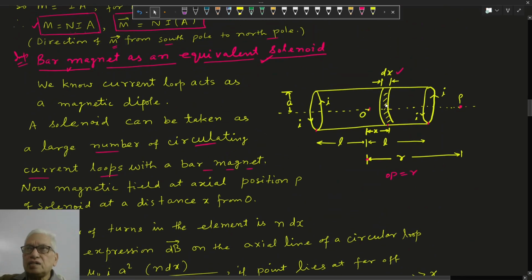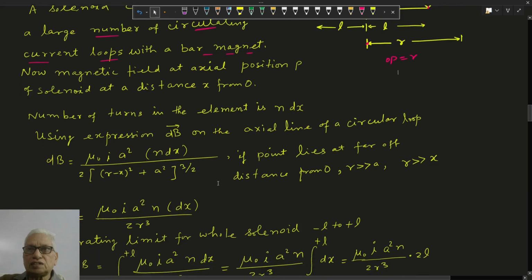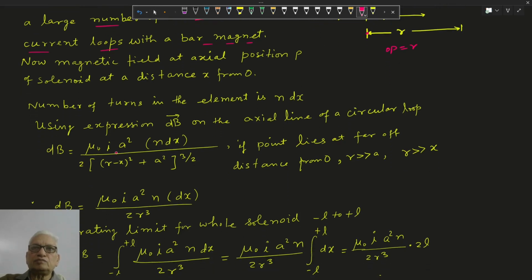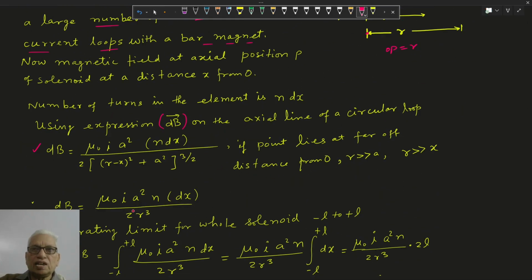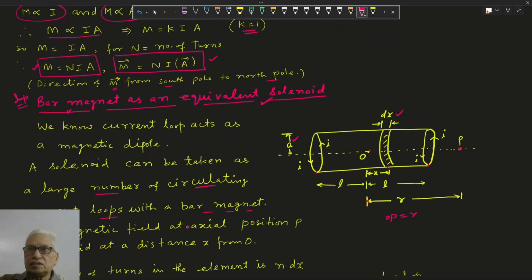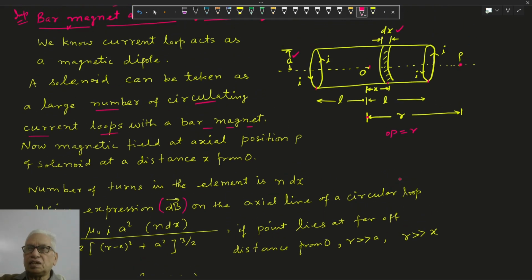Now due to the elemental portion, the magnetic field is given by the formula at the axis. This is the formula for the small magnetic field due to the current element, the axial point formula. Here I is the current, A is the radius, n dx is the number of turns, and the distance from this current loop to point P is r minus x.